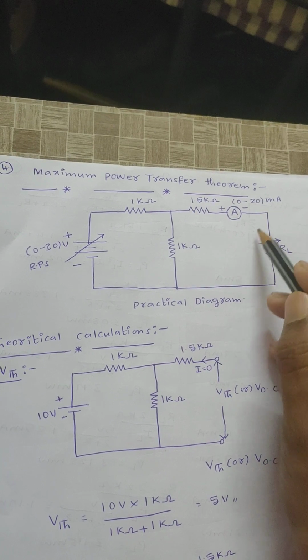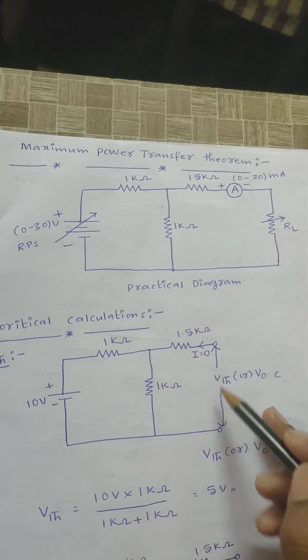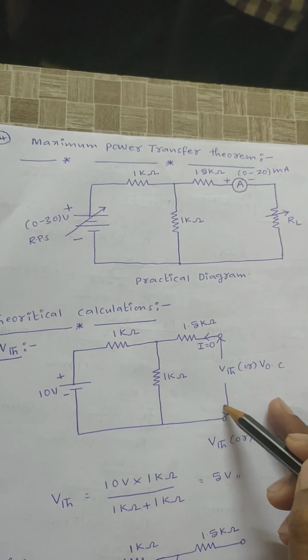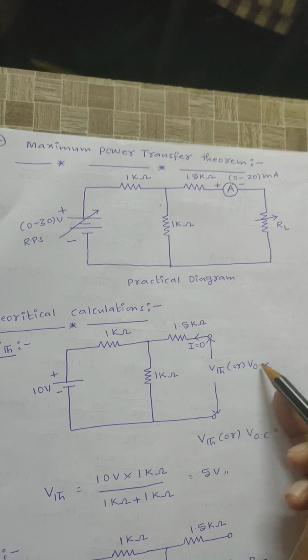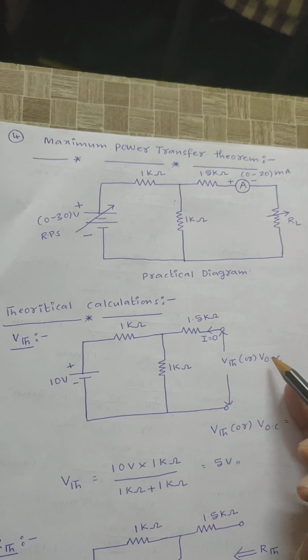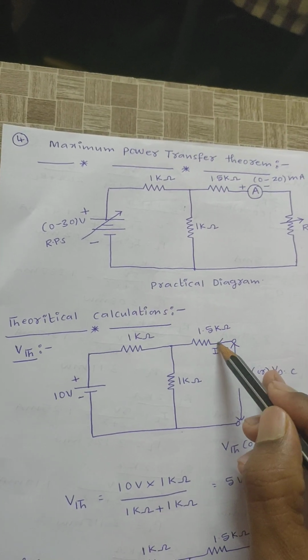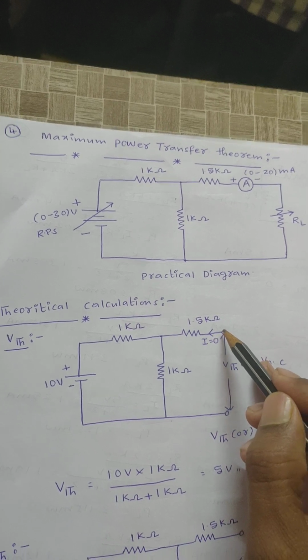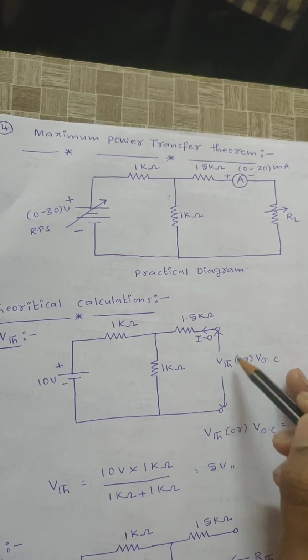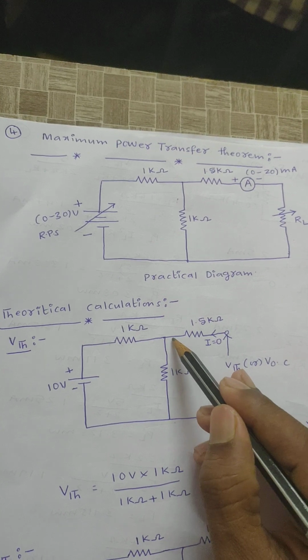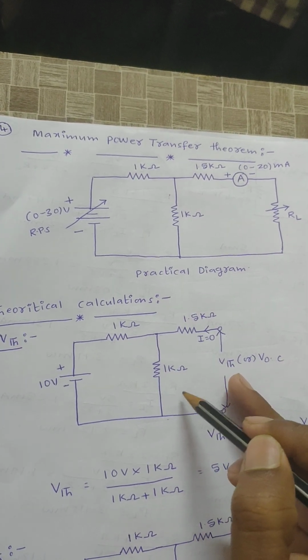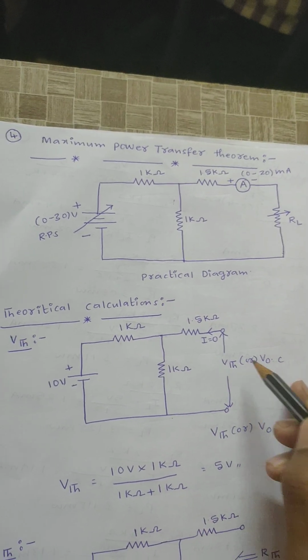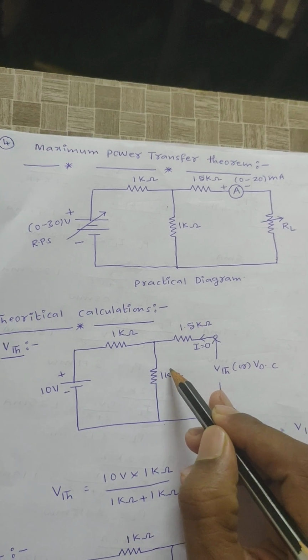Remove the load resistance RL across those two terminals. I need to calculate Thevenin's voltage or open circuit voltage, right? Under open circuit condition, current I is equal to 0, right? Then V Thevenin is nothing but the total voltage applied across the 1 kilo ohm resistor. That is, V Thevenin is equal to the voltage across 1 kilo ohm.